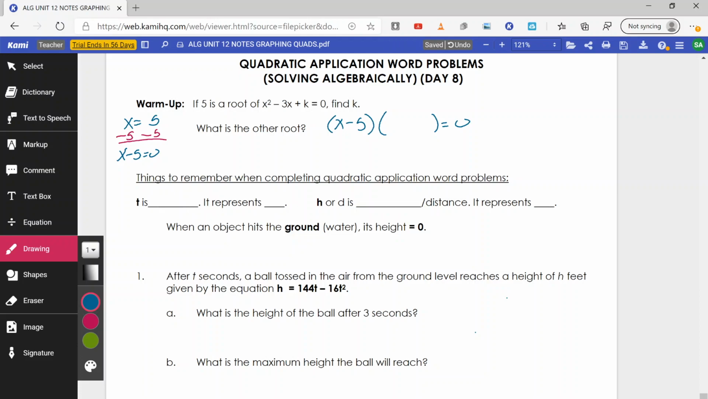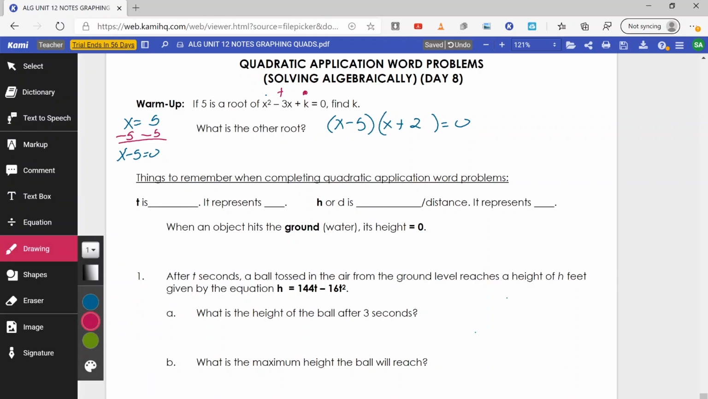Now we do know this was factored, so what's going to go inside this other parenthesis? Well, we know the first terms have to multiply to be x squared. So the only thing that's going to multiply to x squared is x times x. Now for the number part, we know the number is going to multiply to be k and add to negative 3. So that's what's going to help us out. What number do I have to add to a negative 5 to get negative 3? So negative 3, I'm going up the number line further. So I'm going positive, and the difference between 5 and 3 is 2. So we end up with x minus 5 times x plus 2.